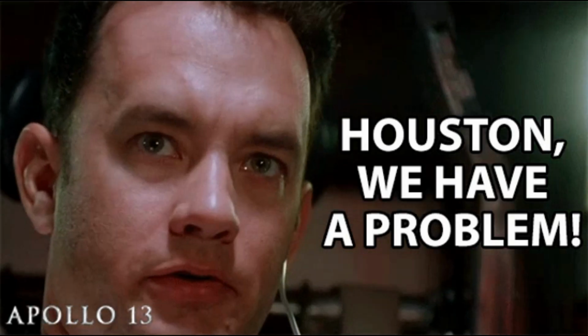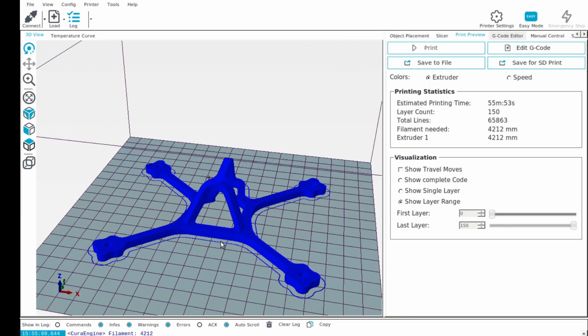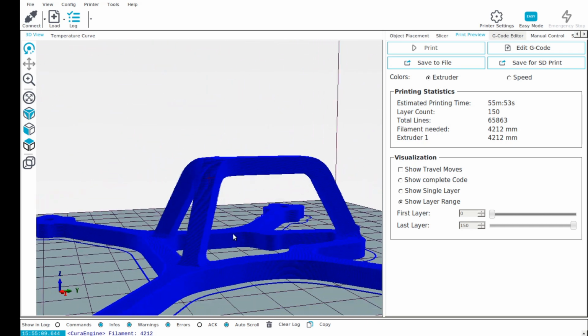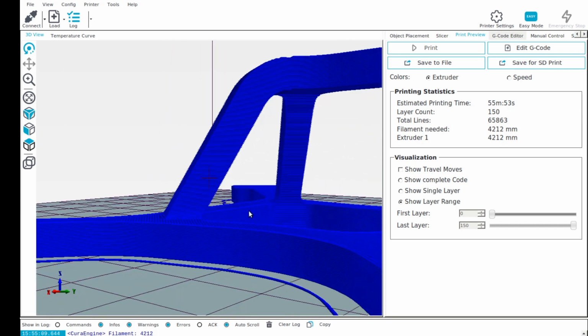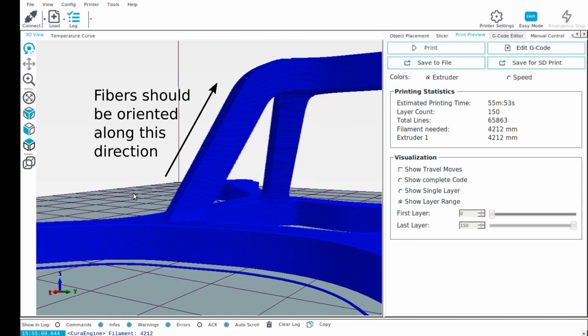However, Houston, we have a problem. As you can see here, the material will be placed in a horizontal direction and not in the direction of the longitudinal which we want. This will be a problem because, as described last episode, the strength of a composite material is highly dependent on the orientation of its fiber. This is what we are trying to solve.